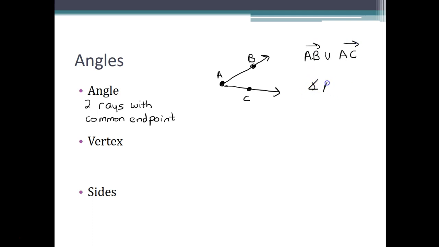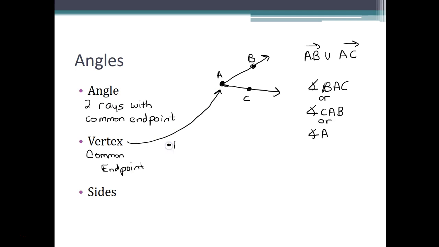We call it angle BAC, or we can call it angle CAB, or you could call it angle A using what's called the vertex. Usually, though, I suggest using the 3 letters, so that way people know for sure what angle you're talking about, especially when you start getting into more complicated figures where you might have several angles with the same vertex or something. But the vertex is the starting point, that common endpoint. So in this case, it's that point A.